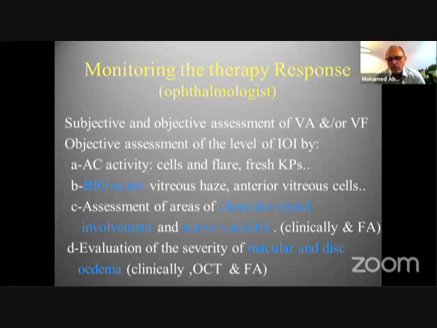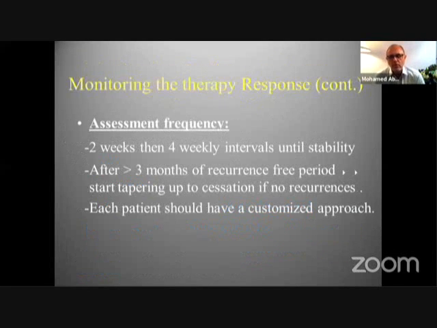Visual acuity should be assessed at every visit, both subjective and sometimes objective, like visual field. Objective assessment of the level of intraocular inflammation: anterior chamber activity, cells and flare, as Dr. Dina just said, fresh KPs, BIO score, the vitreous haze, anterior vitreous cells, assessment of areas of choroidal involvement and active vasculitis, both clinically and with fluorescein angiography, and evaluation and severity of macular and disc edema, both clinically, with OCT and fluorescein, as Dr. Terese will discuss in the next presentation.